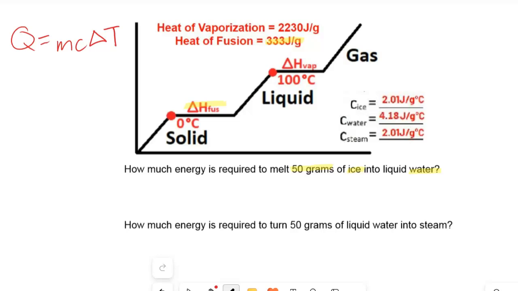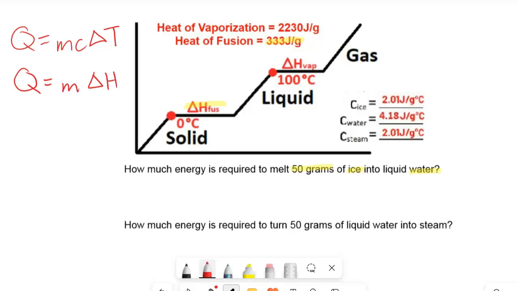Now our formula for specific heat is Q equals mc delta T. But when we're not given a temperature, then it turns into Q equals m times delta H. And to determine between fusion or vaporization, we just have to look at what state of matter it's changing into. So we're going from ice to water. That means we're doing heat of fusion.